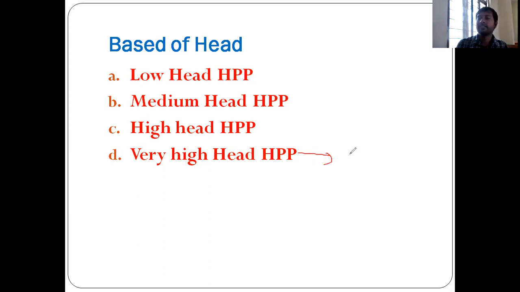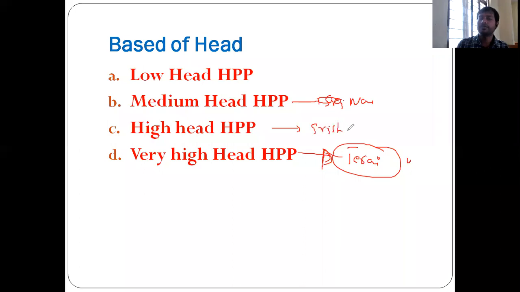An example of low head is Tehri Dam, which is placed across the river in Uttarakhand, and medium head is Nagarjuna Sagar, and high head is Srisailam. In Nagarjuna Sagar more gates are available, and in Srisailam fewer gates are available. So low head means the dams that are lower than Srisailam; they are called low head power plants.